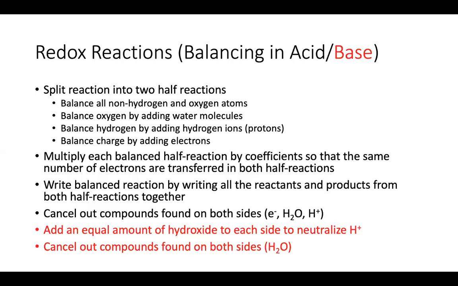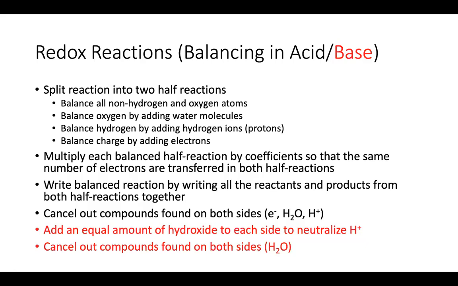But what if they ask you to balance it in base? Okay, what you would notice is that your balanced equation in acid has H+ in the equation. But you can't have H+ in a redox equation if you are balanced in base. And so you get rid of those H+'s by adding an equal amount of hydroxide to each side, okay? And what happens is the H+ will react with equal amounts of hydroxide in order to form water, okay? And so your last step is typically you'll find water appears on both sides when you balance in base, and so it's to partially cancel out the water, okay?